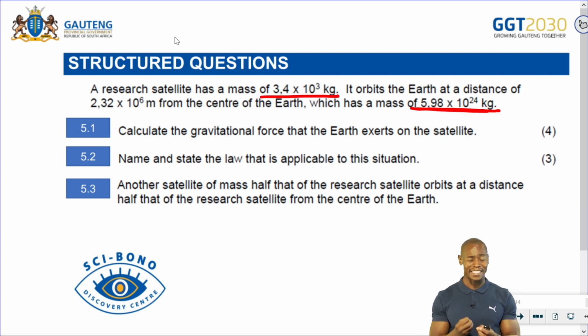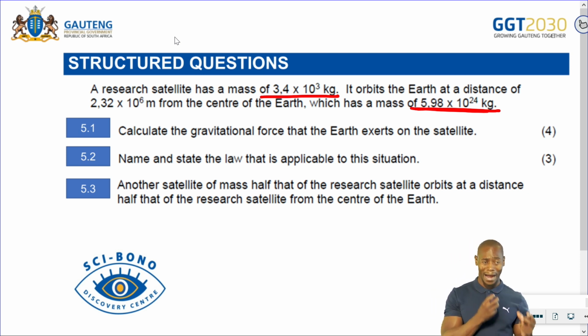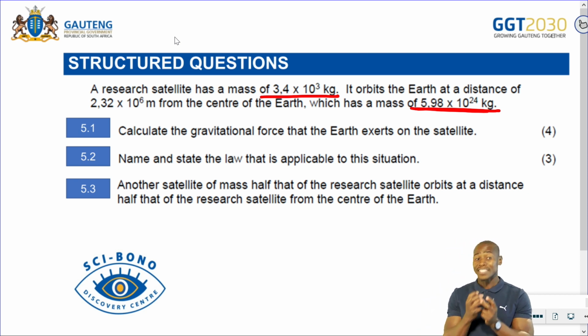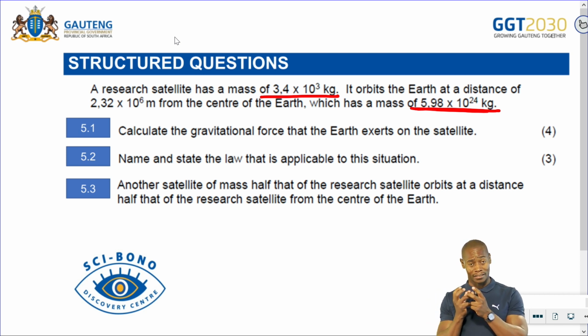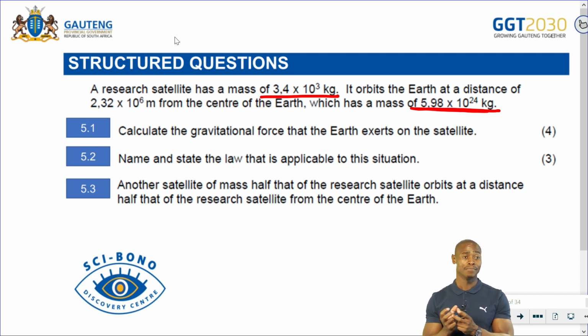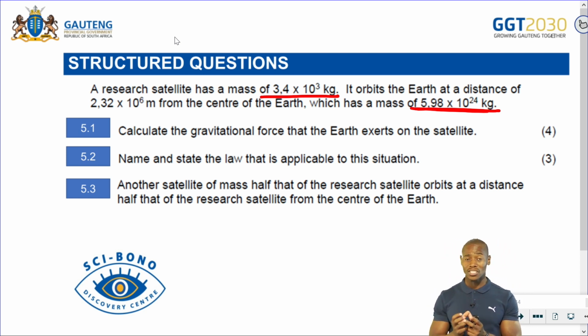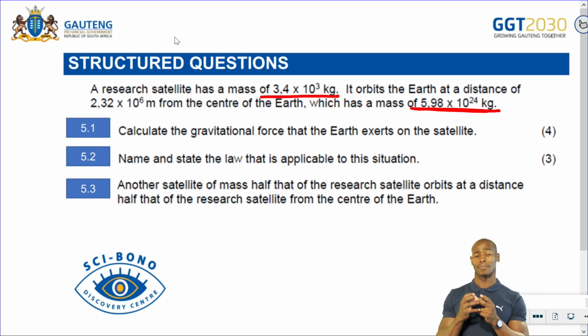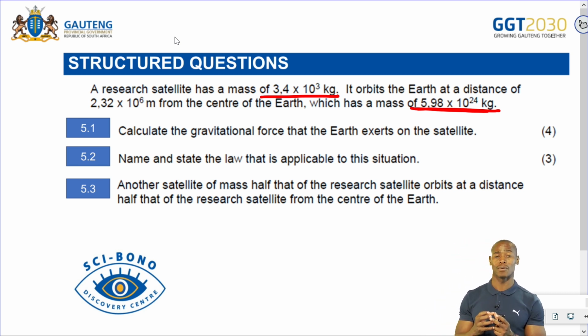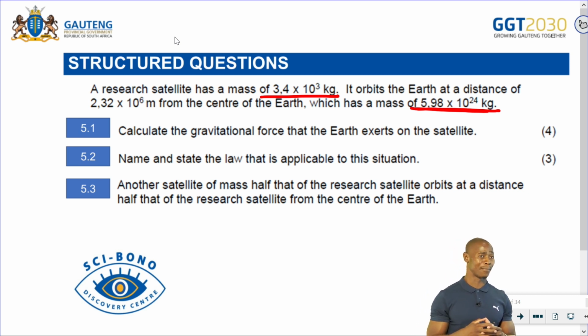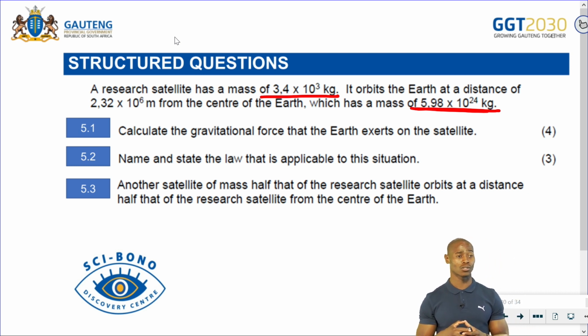Then state it. Naming it is one mark, Newton's law of universal gravitation. Then to state it in words, it's 2 marks: each particle in the universe attracts every other particle with a gravitational force that is directly proportional to the product of their masses and inversely proportional to the square of the distance between their centers. Then you'll get 3 marks. So you name and state the law that is applicable to this situation.